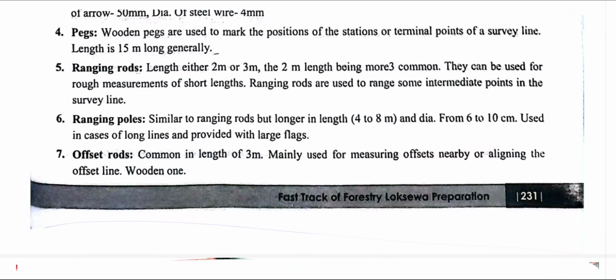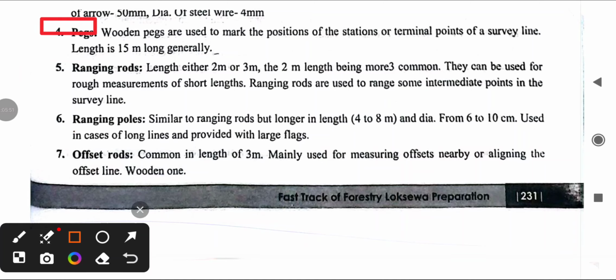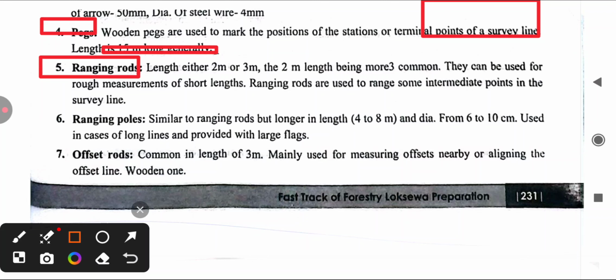Peg is another one. Wooden pegs are used to mark the position of the station or terminal point of a survey line, and length is generally 15 cm. Ranging rod length is either 2 or 3 meter, the 2 meter length being more common. They can be used for rough measurement of short length. Ranging rods are used to range some intermediate point in the survey line.